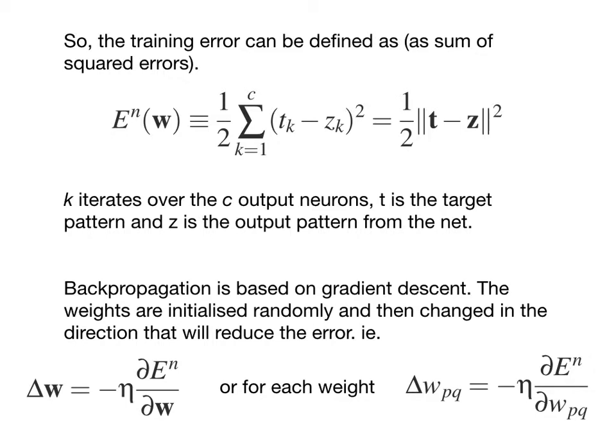So going back to what we had before, the top part we've already seen, that's our error for pattern n, and backpropagation is based on gradient descent, so we need to have some weight change. So the delta w, the weight change, is minus eta, the learning rate, times the partial derivative of the error for that pattern n given the weights. We normally want to do it for each weight, so we get this part on the bottom right. So the weight change for the weight going from neuron q to neuron j is minus eta, the learning rate, times the partial derivative of the error with respect to that particular weight.